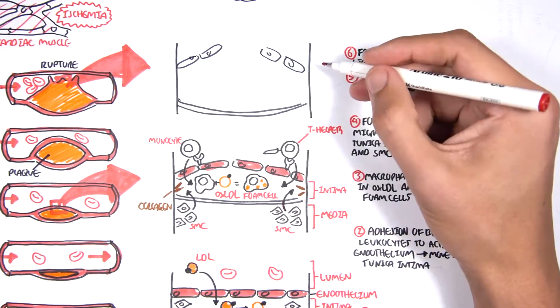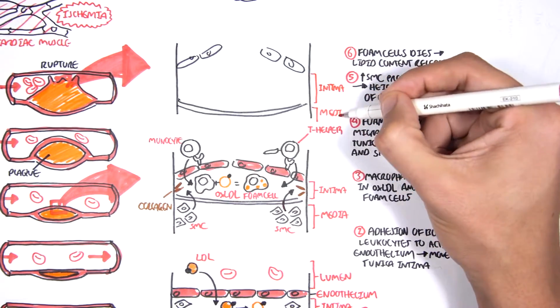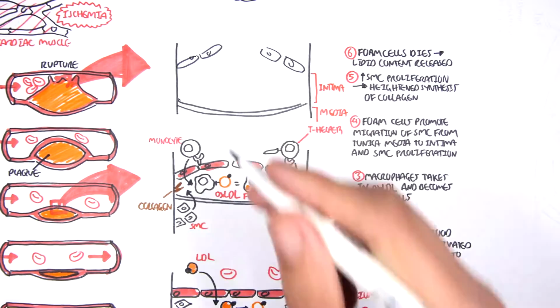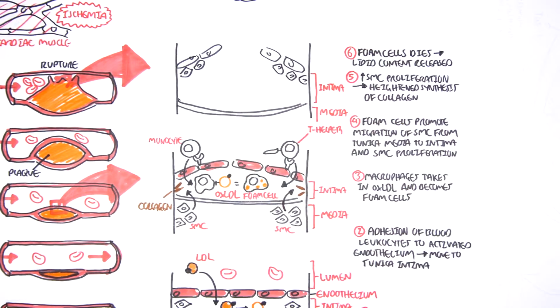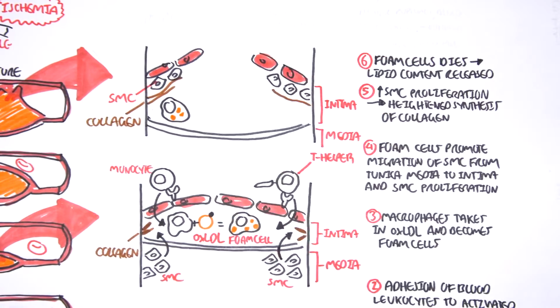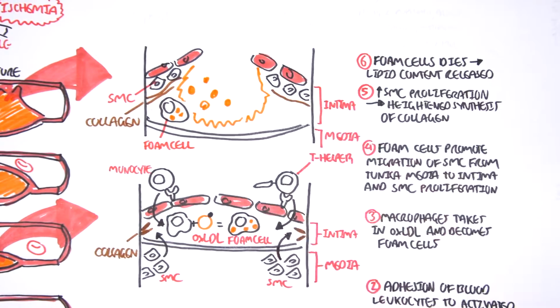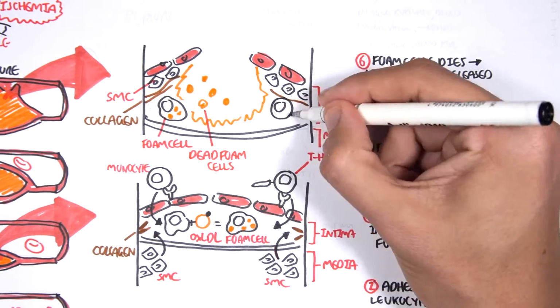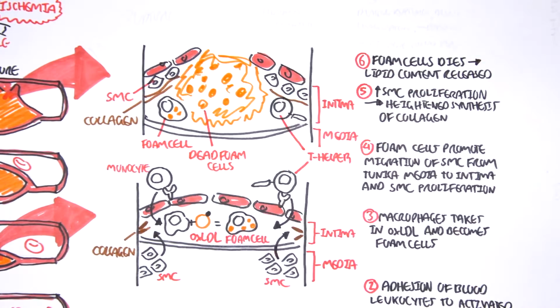So here again, we have the tunica intima and tunica media of the blood vessel. Here are the smooth muscle cells which have accumulated in the tunica intima layer, as well as collagen. Foam cells are here, and they die together with other cells in the area. So here we have dead foam cells with lipid content spilt out. The growth of the plaque is this area here.